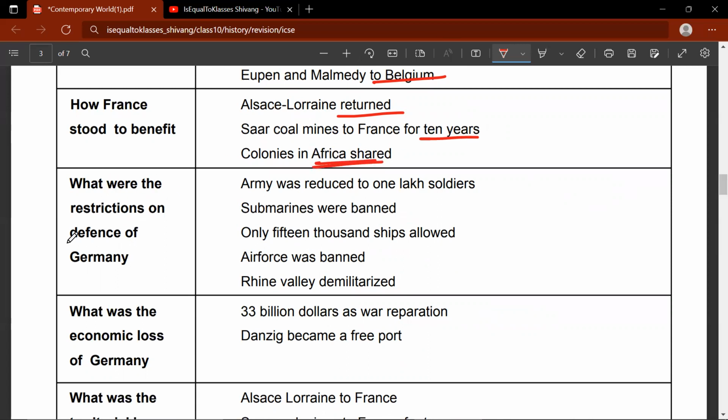What were the restrictions on the defense of Germany? The army was reduced to 1 lakh soldiers. Submarines were banned. Only 15,000 tons of ships were allowed. The Air Force was banned. The Rhine Valley was demilitarized.